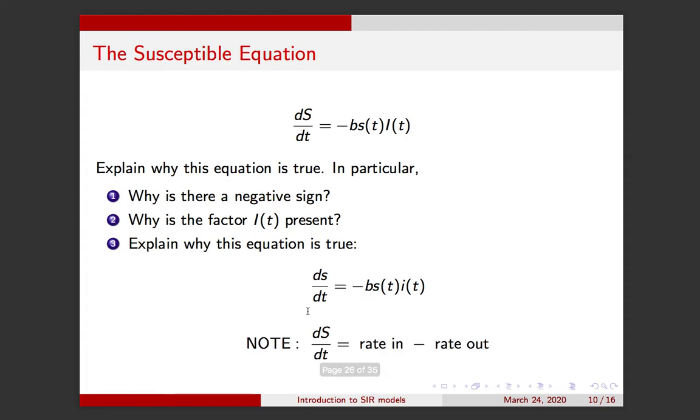And one thing to note real quick is that just like back in chapter 2, you guys remember liking this? We all liked this, right? The rate of change of a population is the rate in minus the rate out, right? So on a given day, this is per day, how many susceptibles are coming in? The answer is 0, right? We're assuming no births, no immigrations, right? How many susceptibles are leaving? That's for you to think about, right? On a given day, how many susceptibles are leaving?